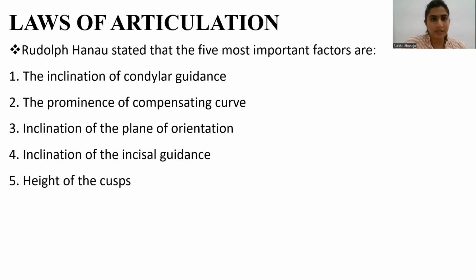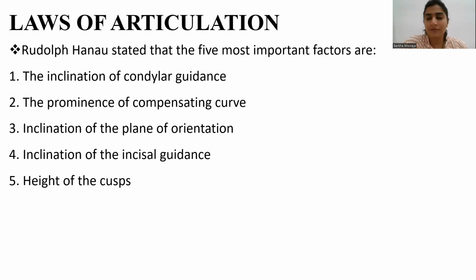So Rudolf stated that the five most important factors are, first, the inclination of the condylar guidance. We have already discussed the condyle in the articulator and the eminence. Now when the condyle is moving, this inclination can be steep, where your condyle is moving very steeply, or it can be a little bit flatter. So this is how your inclination of the condylar guidance differs.